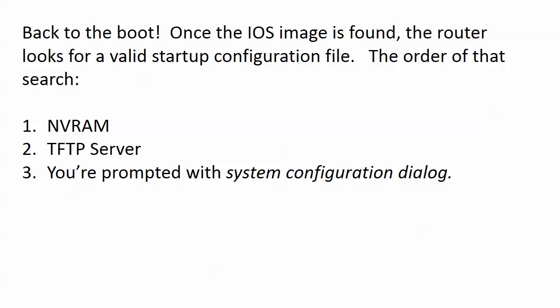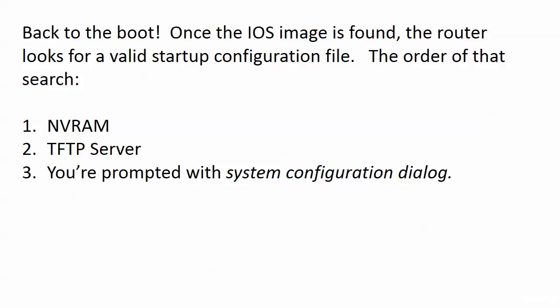All right, all about this system configuration dialog. We know that's the last resort when our device, router, or switch is looking for a valid startup configuration file. It looked in NVRAM and couldn't find one. It looked for a TFTP server, maybe we didn't configure that. So now we're at the system configuration dialog.